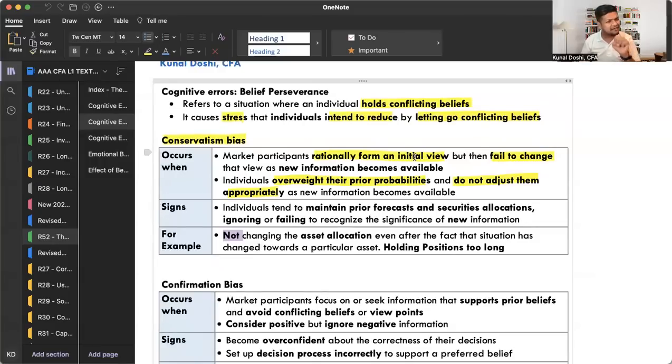Now, how do I identify? There are signs. What are the signs? Individuals try to maintain prior forecasts and security allocations, so they do not adjust to the new information. The biggest example of this is when you're holding your positions for too long without rebalancing. You're not changing your asset allocation. You're keeping it as it is when you bought. So that is conservatism bias, not ready to change.